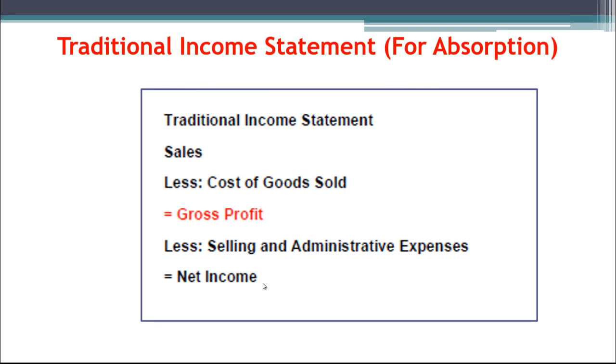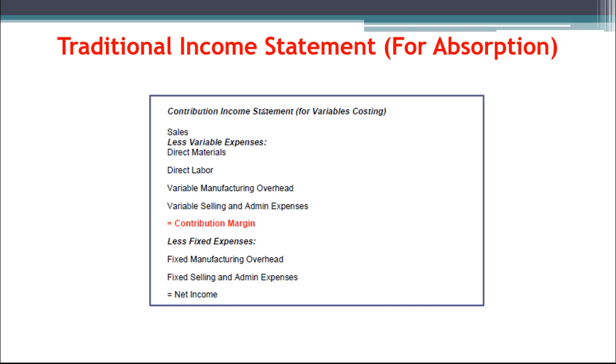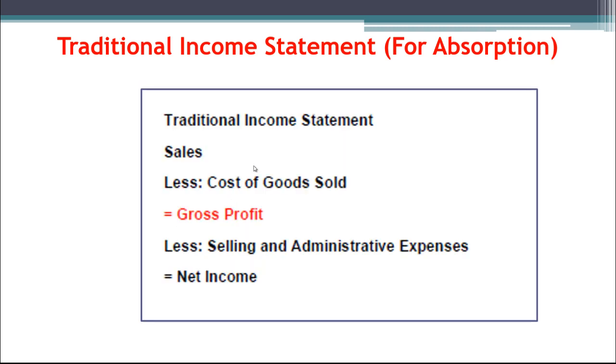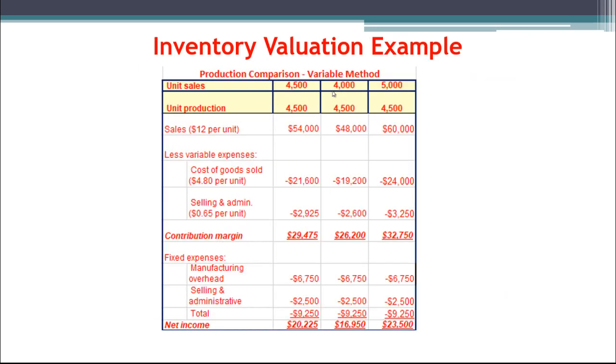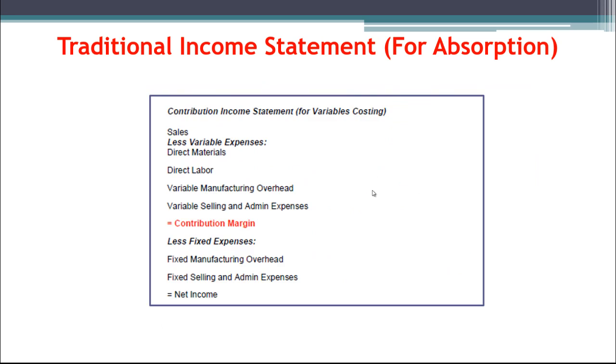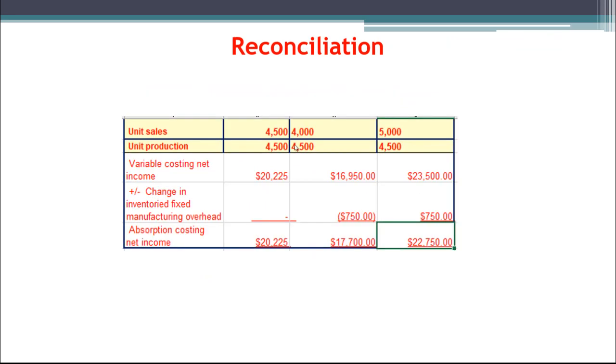So again, the traditional income statement, gross profit is our subtotal. The contribution income statement, the contribution margin is our subtotal. The net income will be the same overall, but it's going to differ in those periods where we sold different units. The amount is going to differ. And here's a good example of that. Same scenario there with our three different sales and production numbers.